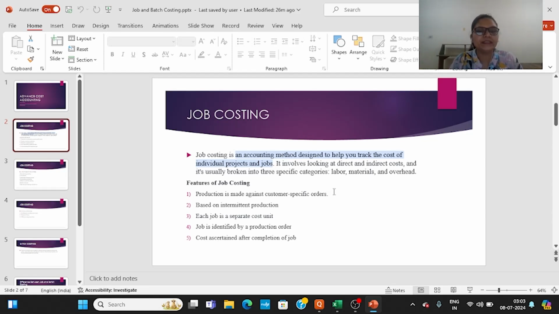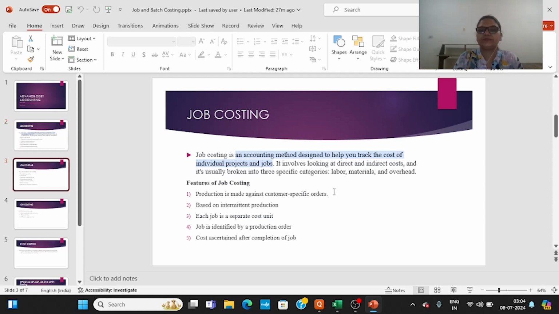Job is identified by a production order. Each job is distinctly identified by a production order through the production stage. Cost is ascertained after completion of the job. The final cost of production is ascertained after the completion of the job. Whenever a company wants to identify the final cost of production of particular units, it can only be identified after the job is completed.